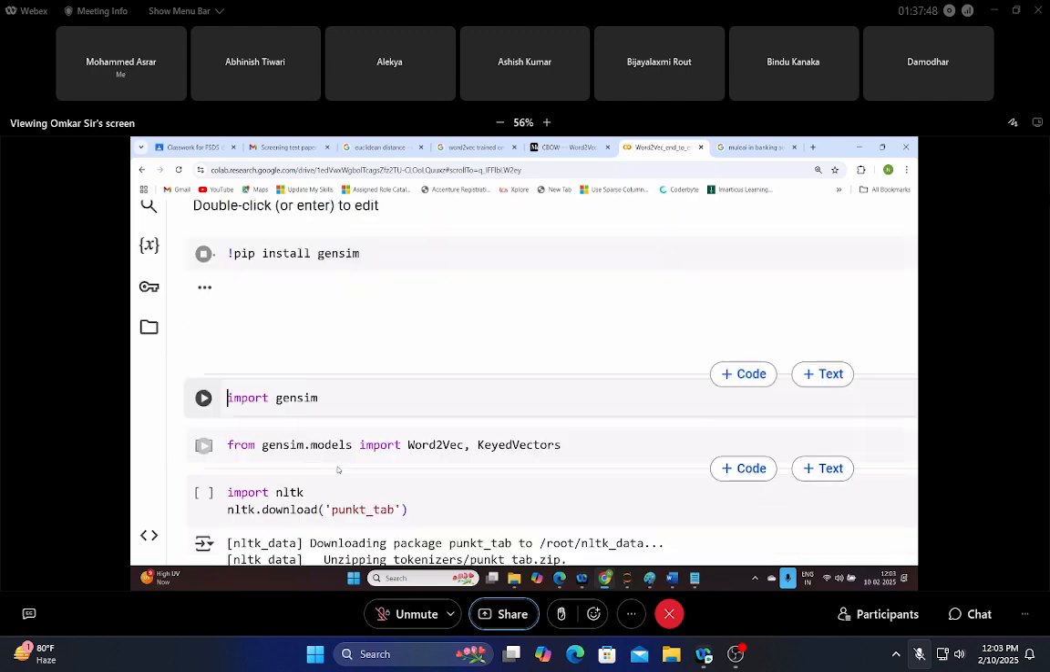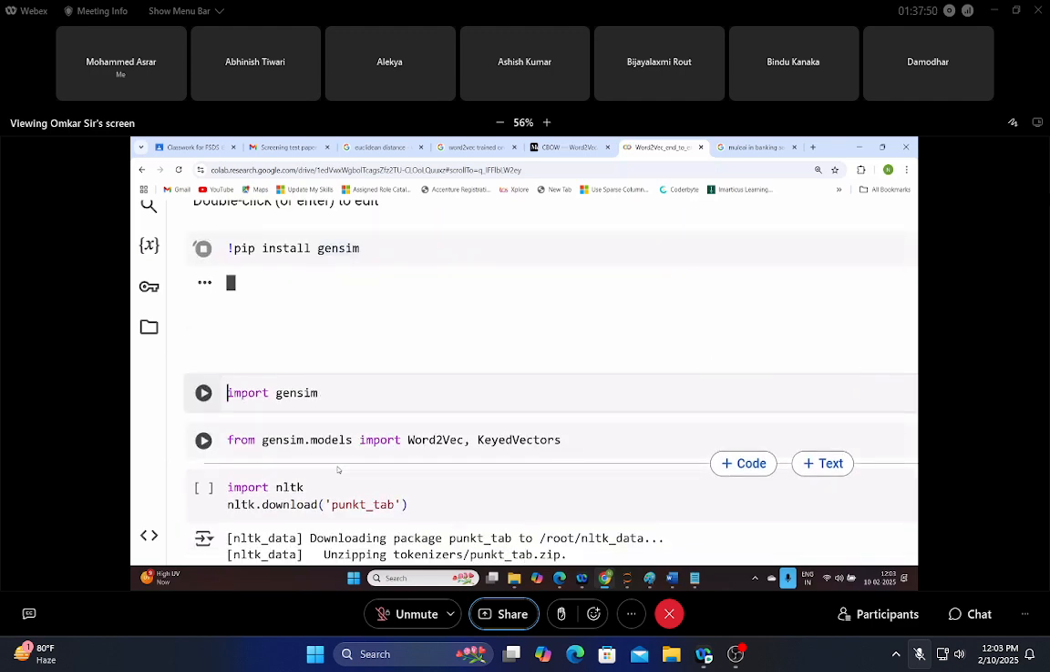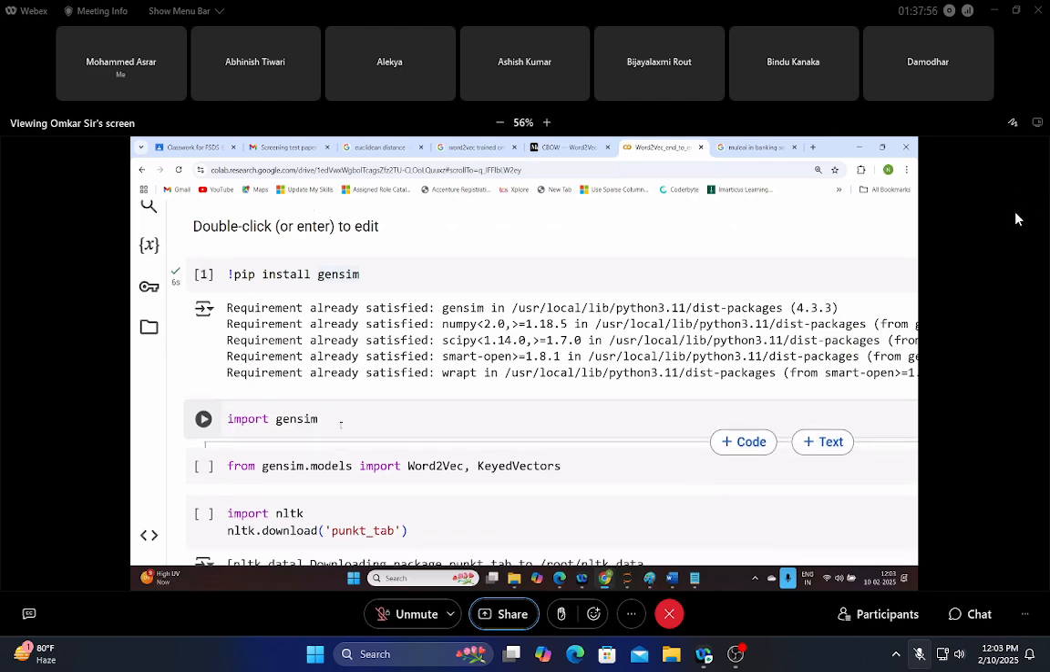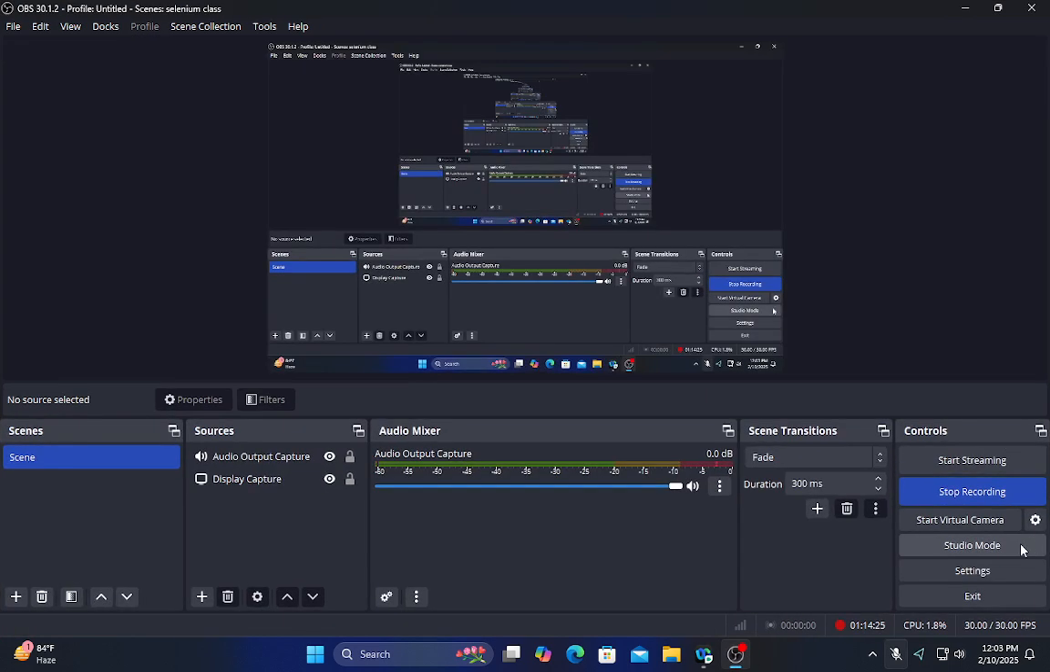If I install Gensim, import Gensim, yes it is working.